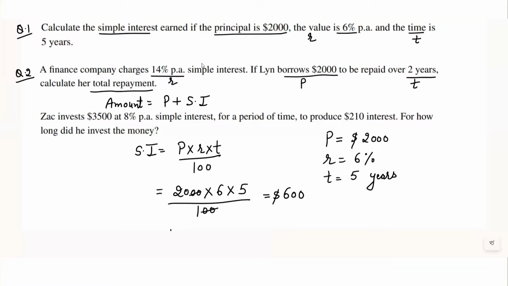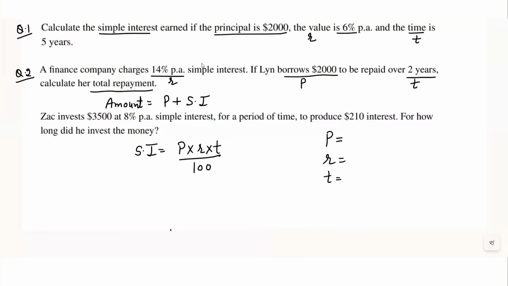So in this question, we have to first find out the value for simple interest. Then we will use this formula to find out the value of the amount. So let's find out the value for simple interest for this question. The value of P is $2000. The value of R is 14%. The value of T is 2. So we'll write here 2000 into 14 into 2 over 100. Now we will simplify it.